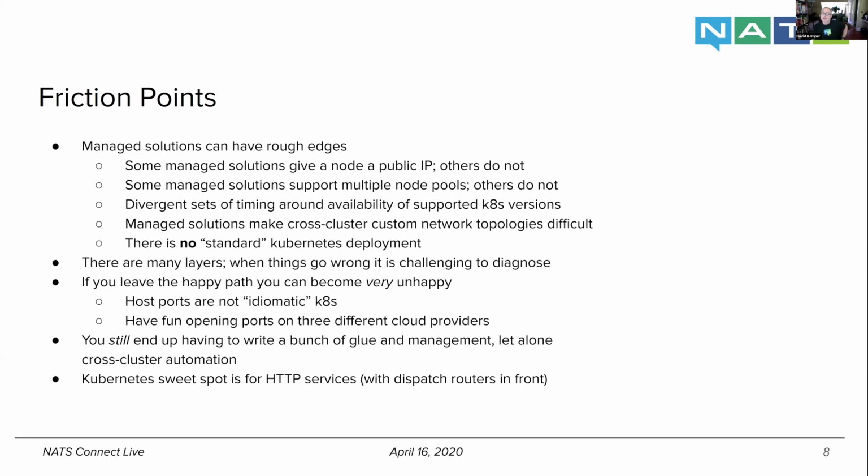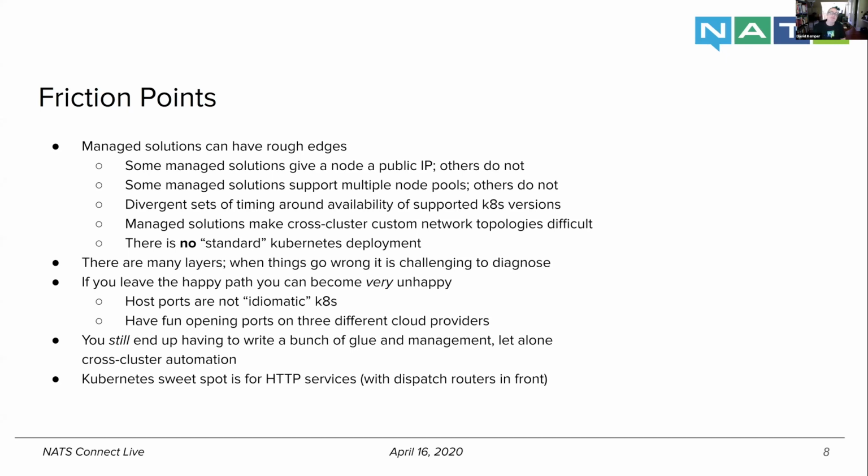Divergent sets of timing around availability of supported Kubernetes versions. Kubernetes is under active development, and so you'll get notifications from the various cloud providers saying we are no longer going to be supporting Kubernetes 1.11 or 1.12. So you're always chasing the versions that are being supported. If you were to deploy Kubernetes on your own and manage the whole thing, then you would be free to stay on whatever version you wanted.